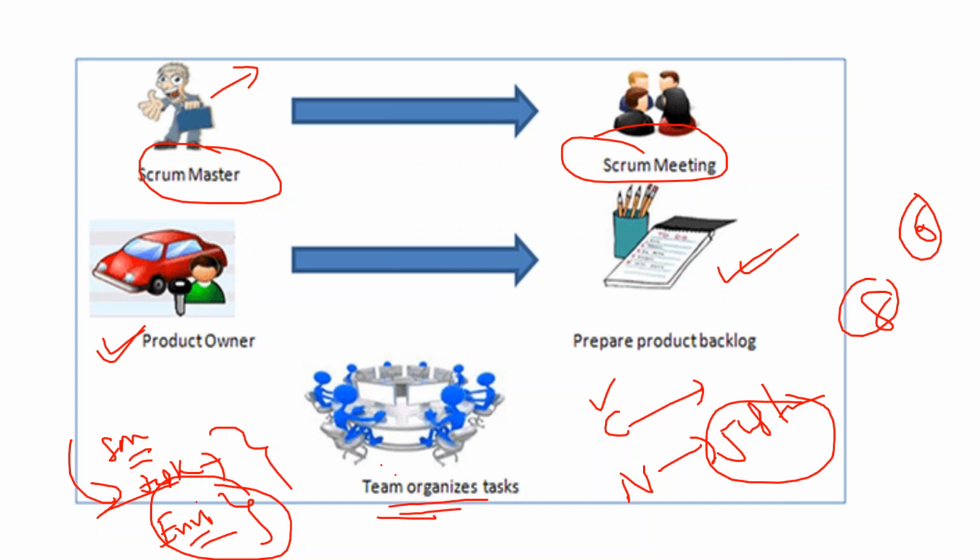And the team organizes the tasks. The team means again dev as well as QA. So these people will organize the tasks. Okay, so this is all about the agile process, the complete end-to-end agile process.